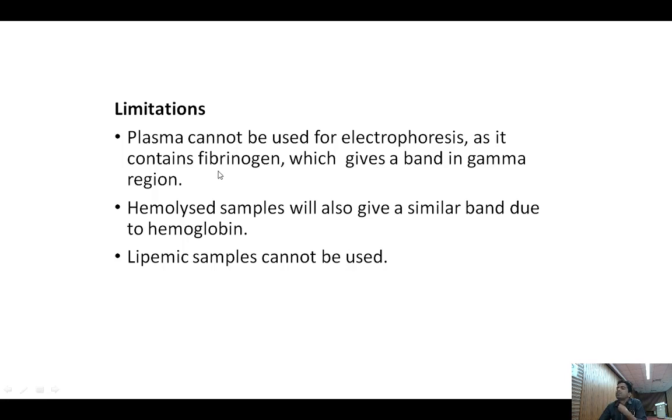But if fibrinogen also gives a band in the gamma region, then the diagnosis will become difficult. So that's why plasma is not used. For the same reason, a hemolyzed sample also is not used, because a hemolyzed sample will have free hemoglobin, and that hemoglobin also will give a band in the gamma region. And in a lipemic sample we cannot see the separation properly, and the separation does not happen properly in the supporting media if the sample is lipemic. So these are the limitations of this process, gel electrophoresis.